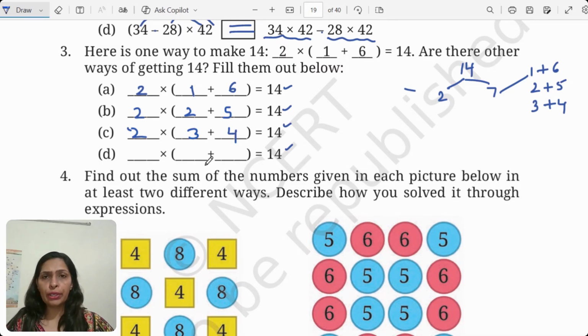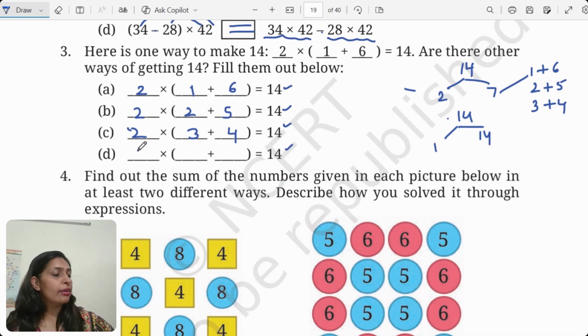What else can we do? What can 14 further be written as? Can we write 14 as 1 into 1 into 14? Yes, we can write that. So what number can I write here? I have to make 14. But how am I going to get the 14 here? How is that going to be formed?